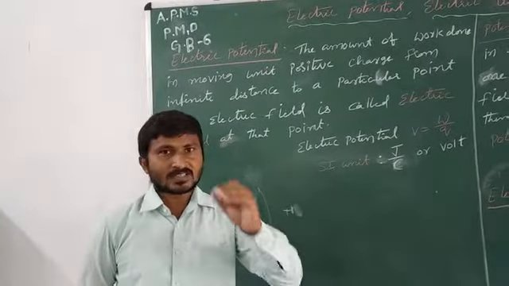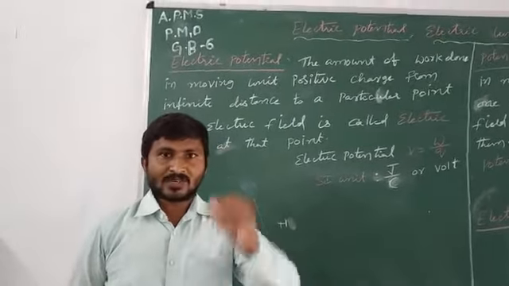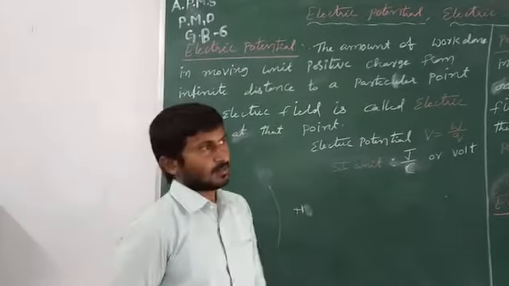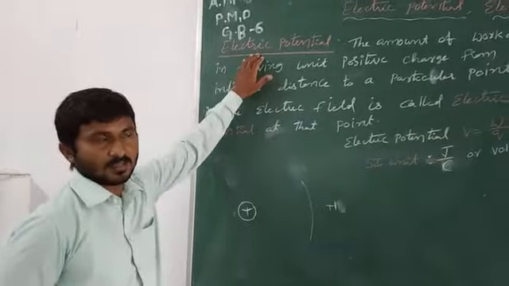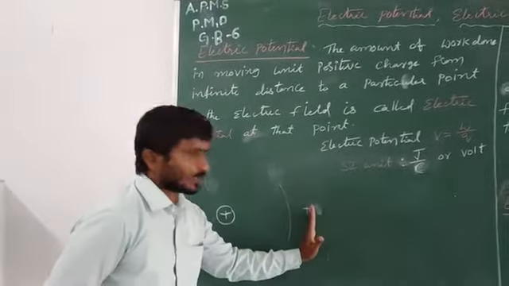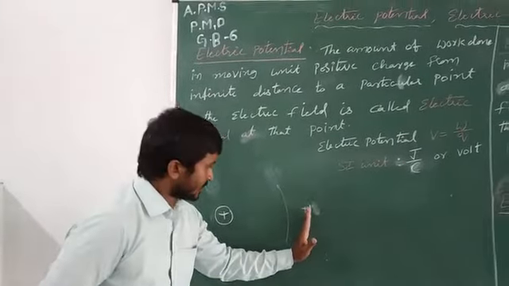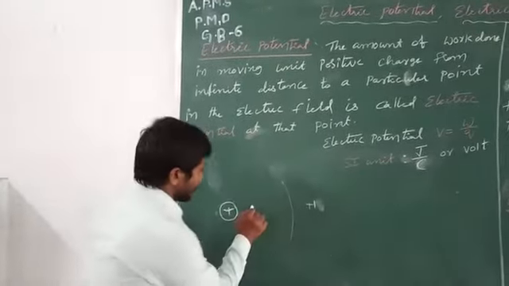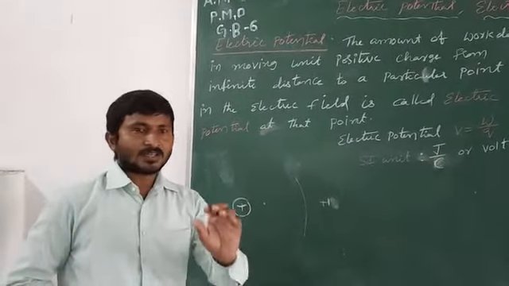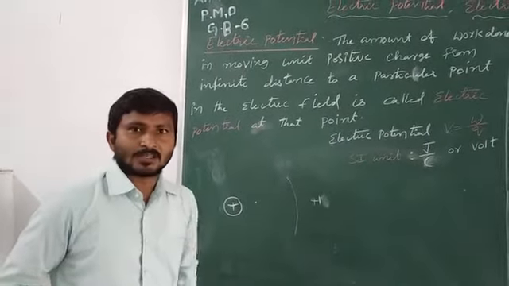First of all, we need to know what is electric potential and what is potential difference, and how charge flows due to potential difference. First, electric potential. Electric potential is the amount of work done in moving unit positive charge from infinite distance to a particular point in the electric field. It is called electric potential at that point.